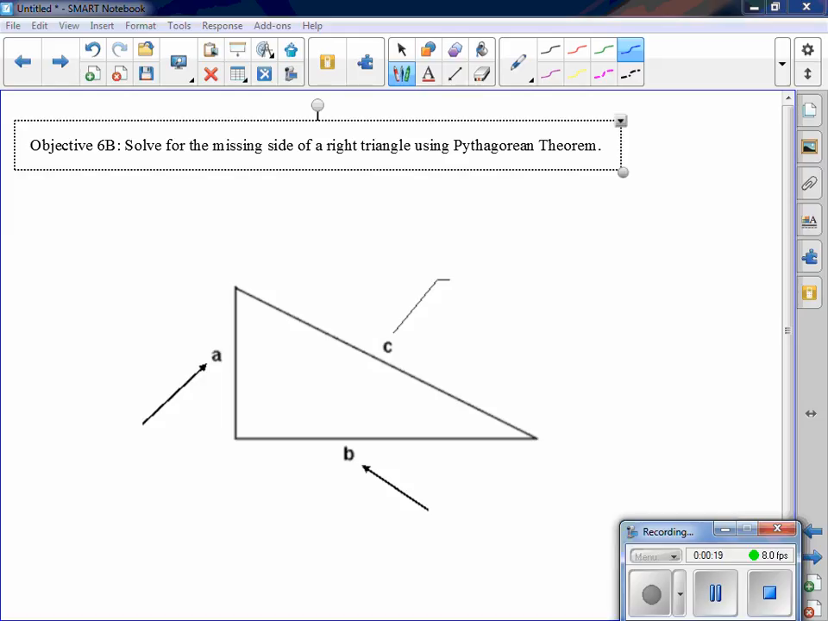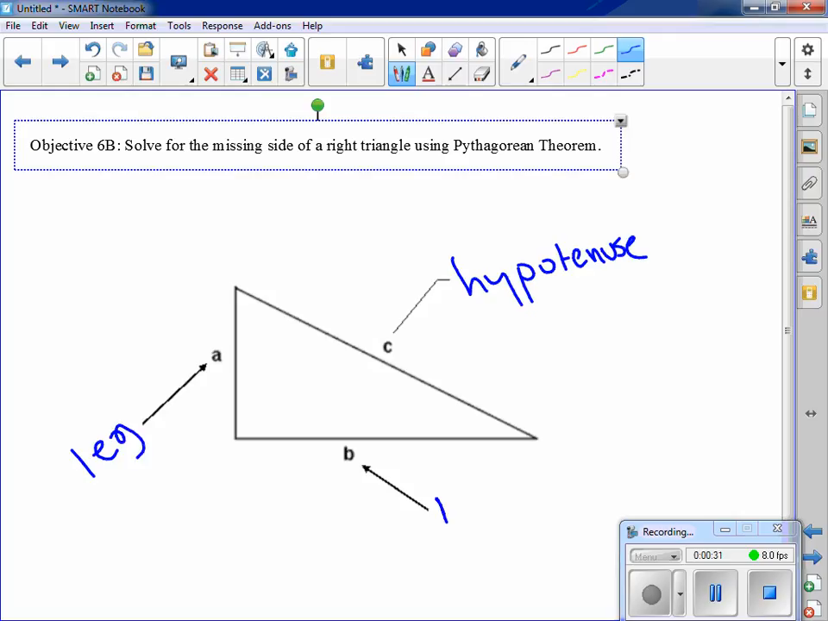Every time we see the letter C in our Pythagorean theorem, we'll be talking about the hypotenuse. So every time we see the letter C, we're talking about the hypotenuse. When we see the letter A or B, we are talking about a leg. Okay? And that's every single time we see those letters represented in the formula.